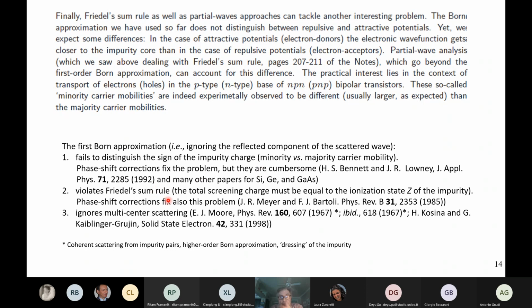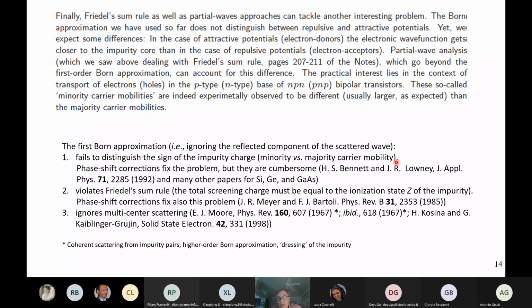Related to that is the fact that if you look at Brooks-Haring, the Thomas Fermi-Debye-Huckel screening, you expect that for an isolated impurity, if you integrate over all volume, the total charge of the electrons that screen the impurity must be equal to the ionization state, big Z, of the impurity, 1 in our case, in all practical cases. The Thomas Fermi-Debye-Huckel screening violate this condition. It's called Friedel's sum rule. Essentially, it's a sum rule regarding the phase shifts. It tells you what the sum of all phase shifts of all angular momentum have to be.